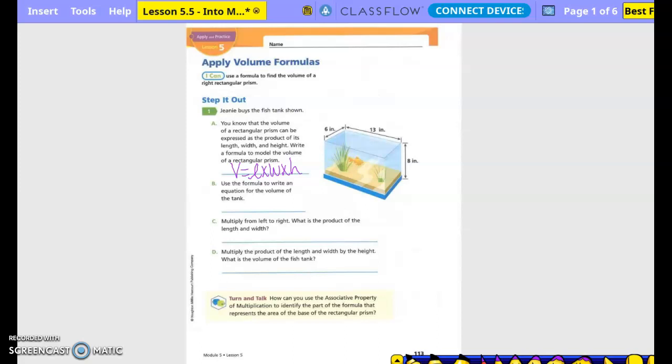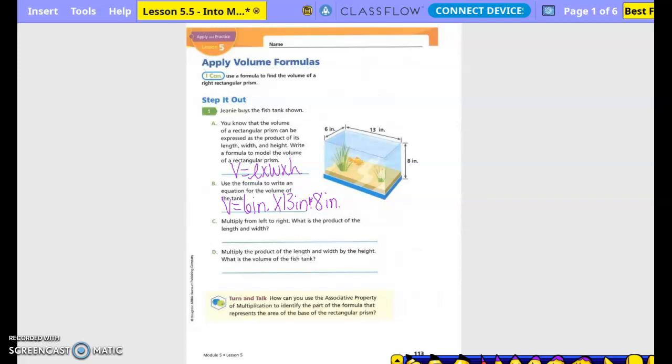So we're going to plug in our numbers, right? So we put volume equals 6 inches times 13 inches times 8 inches. Oops, forgot my multiplication. Letter C, multiply from left to right. What is the product of the length?